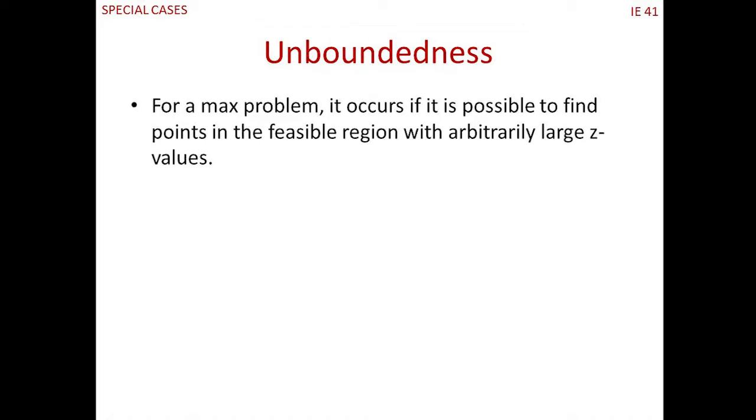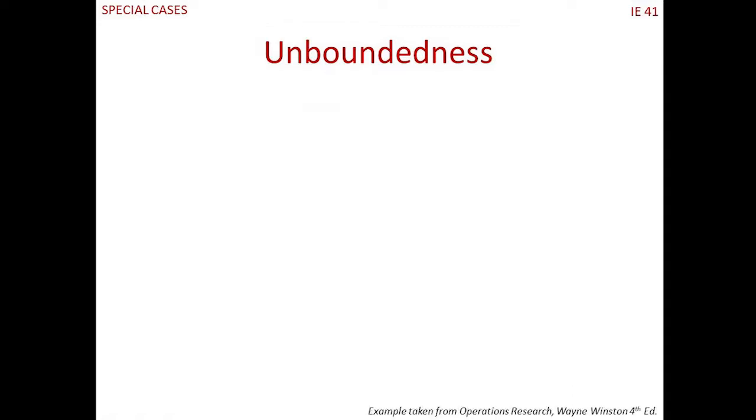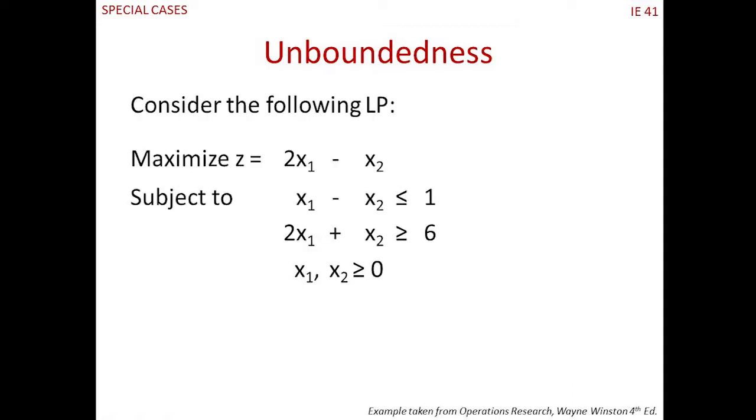Unboundedness. For a max problem, unboundedness occurs if it is possible to find points in the feasible region with arbitrarily large z values. Graphically, we can see this by moving the isoprofit line in the direction of increasing z, but never leaving the feasible region. For example, consider the following LP. Max z equals 2x1 minus x2, such that x1 minus x2 is less than or equal to 1, while 2x1 plus x2 is greater than or equal to 6. x1 and x2 are greater than or equal to 0.